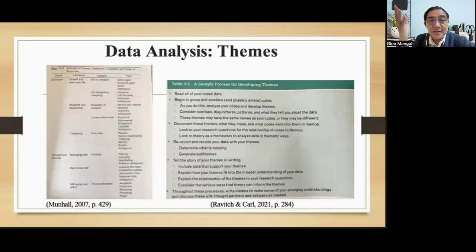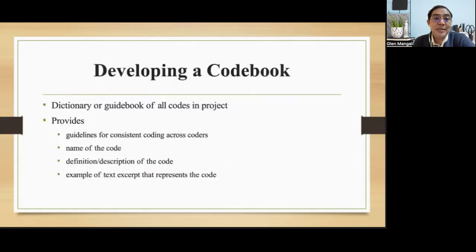There are codes and categories, and then there are themes later on. Aside from that, class, you also need to develop a code book, because remember, every theme has meaning. Every category has meaning. So what is a code book? A code book is like a dictionary or guidebook of all codes in a project, or perhaps in your developed themes and categories. It should provide guidelines for consistent coding across coders.